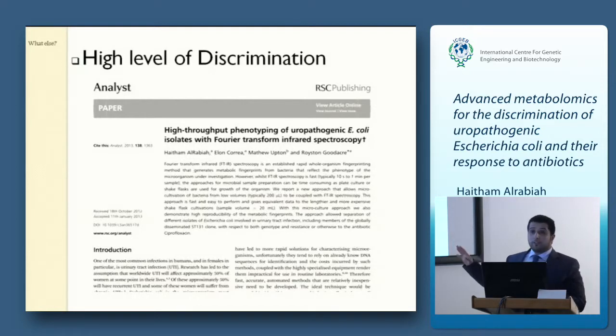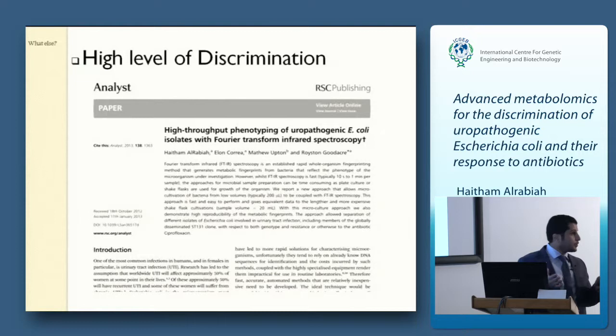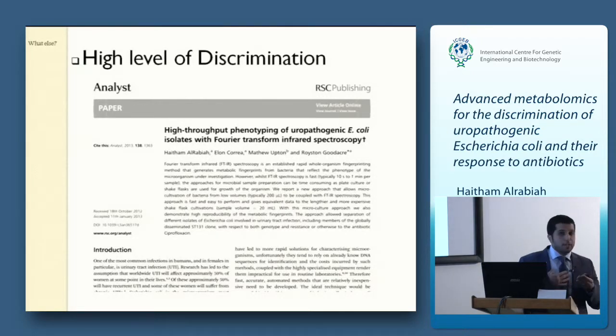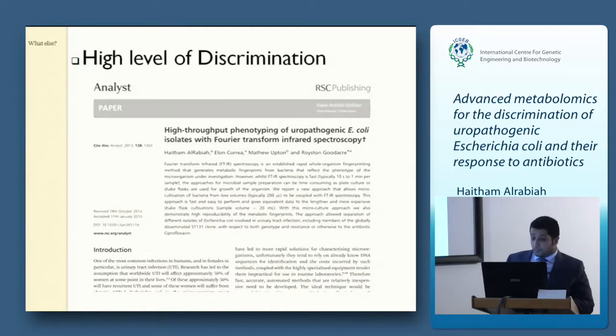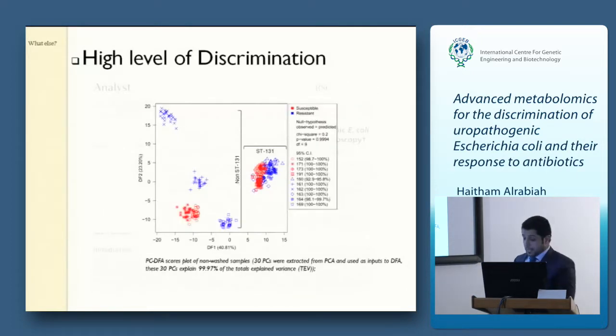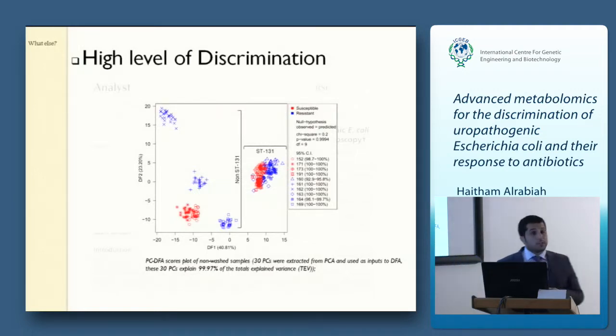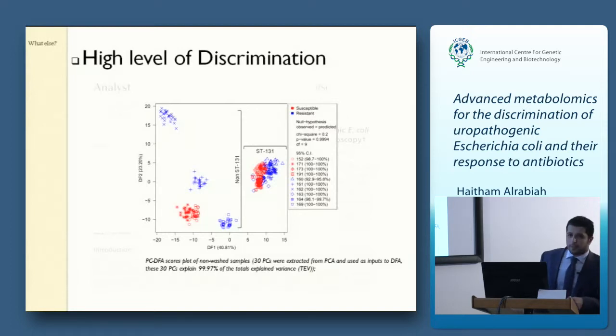We modified the sample preparation in two main stages. First, we used bioscreen plates for microculturing rather than traditional flasks. Second, we found that excluding the washing step used in sample preparation would give us rich information that can help with discrimination. And we found, as we can see here, that ST131 clustered close to each other compared with non-ST131.